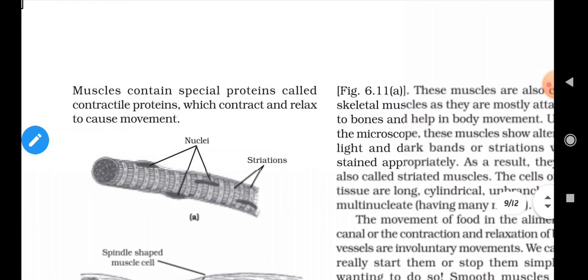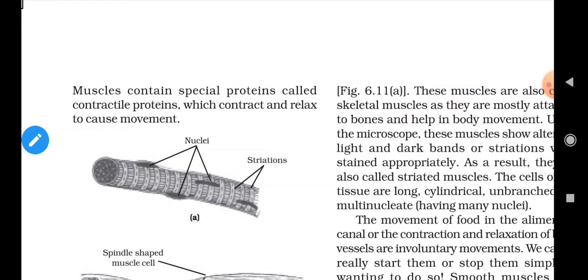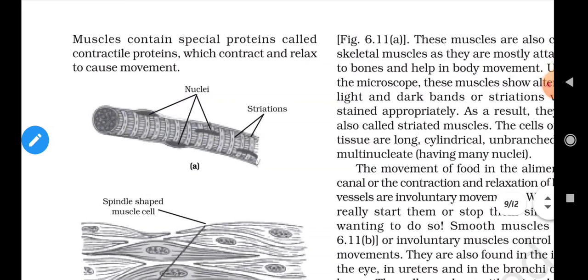Muscle contains special proteins called contractile proteins, which contract and relax to cause movement. Students, when the muscle contracts and expands, it causes the movement. Okay.